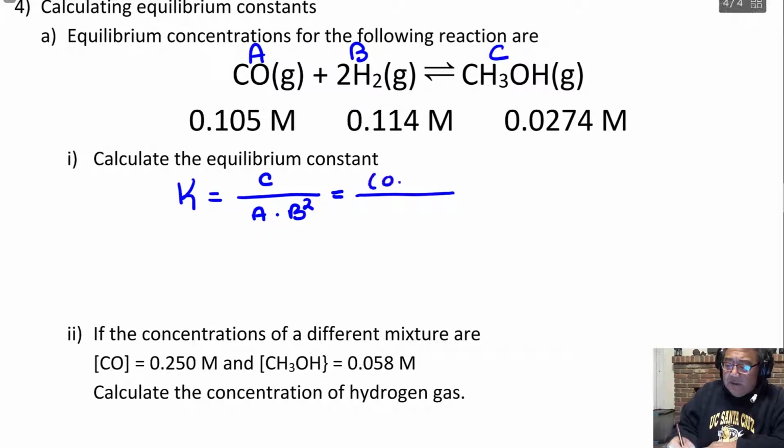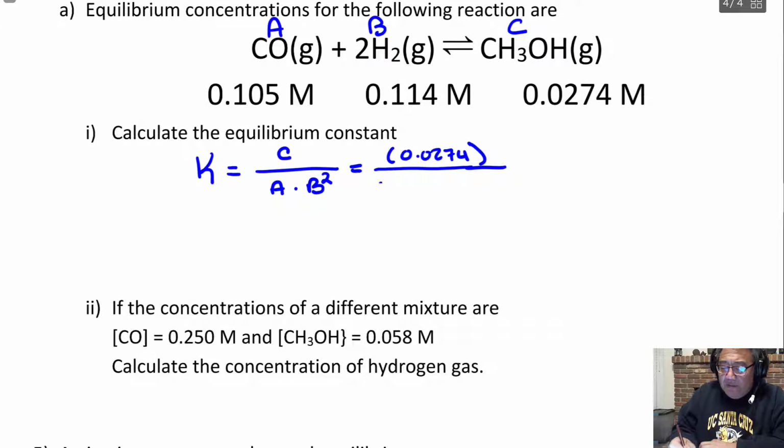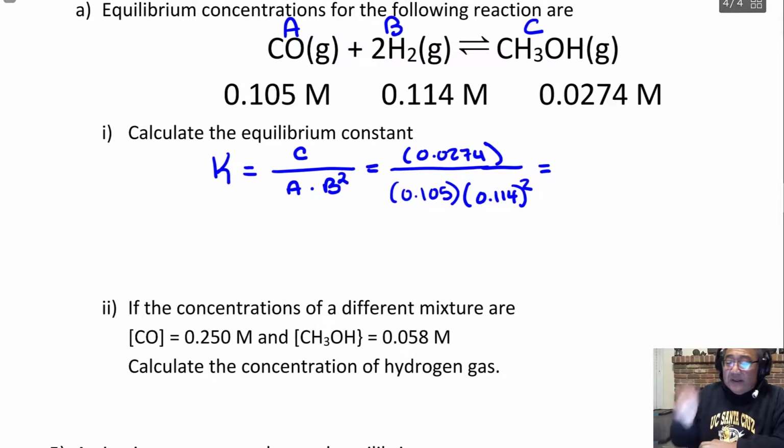So we're going to have 0.0274. And we leave off the units. That's one of the nice things in equilibrium constant calculations, the only time it's acceptable to do that. And then I'm going to have 0.105, and then I'm going to have 0.114, and that's squared like that. And then all that's left is to do it on the calculator.